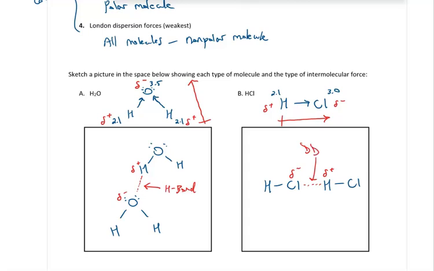Dipole meaning two poles, a positive pole and a negative pole. So two differently charged atoms are going to be attracted. So these are the attractions between the molecules.